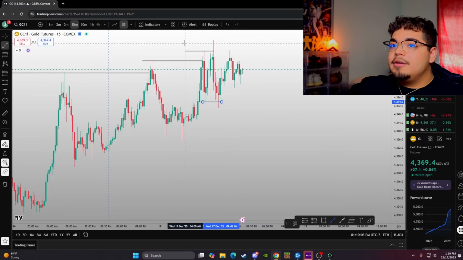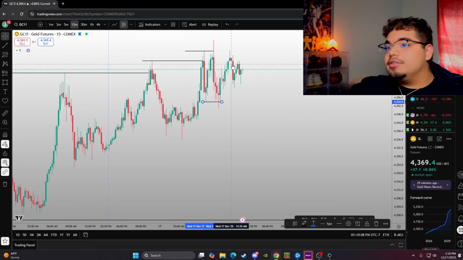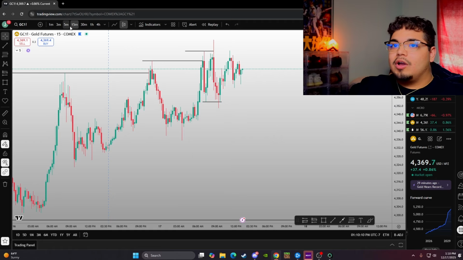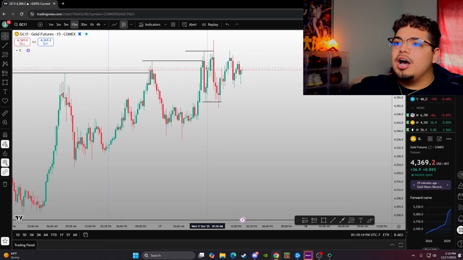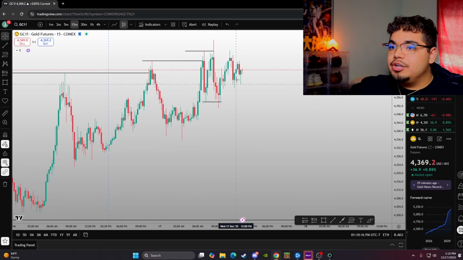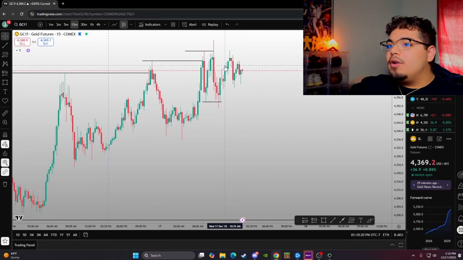But notice, every one of these little bars here, these swing highs and swing lows on this 15-minute time frame, there's some sort of reaction once we come up and take either this low here, we had a buy up, or we take this high here. So that's kind of what I'm looking for.